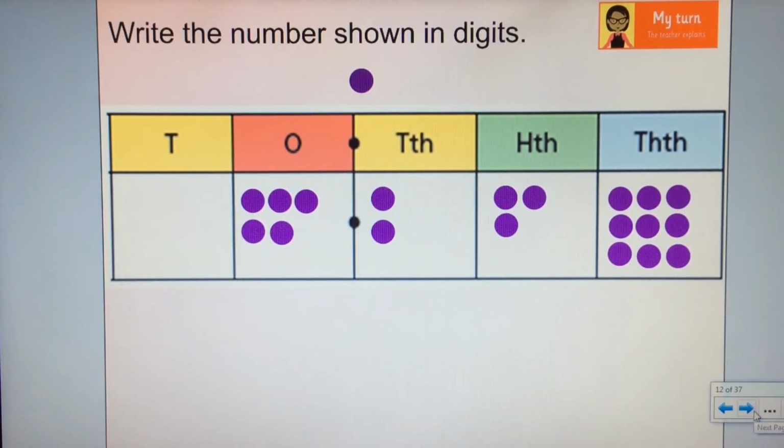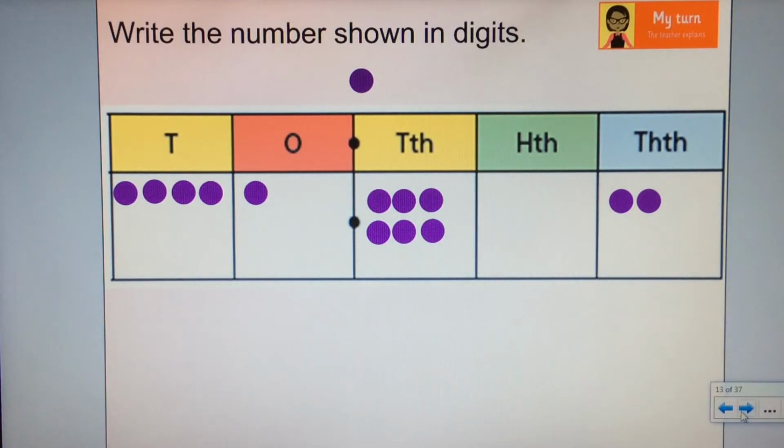This question is asking me to write the number shown in digits. So I need to look carefully at each place. I can see that I've got no tens, so I don't need to worry about that column. 1, 2, 3, 4, 5 ones. Then I need to remember my decimal point. Then I've got 2 tenths, 3 hundredths, and 9 thousandths. So my number is 5.239.